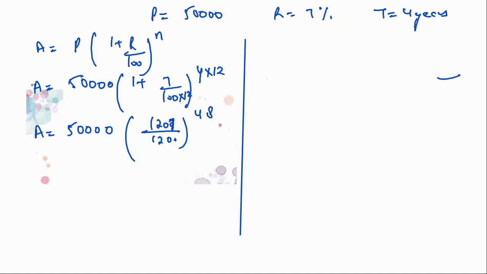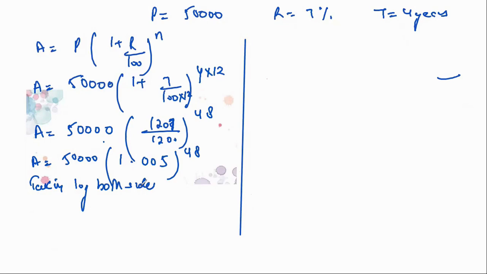But before that, we divide these values. So it's 50,000 times (1207 divided by 1200, which is) 1.005, raised to the power 48. Because we have to use a log table, we'll take log on both sides. So taking log both sides, log A equals log of the whole value, that is 50,000 multiplied by 1.005 raised to the power 48.